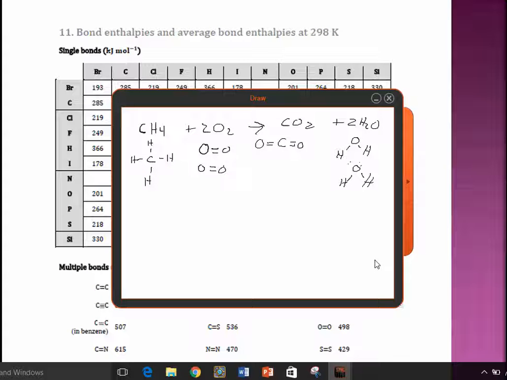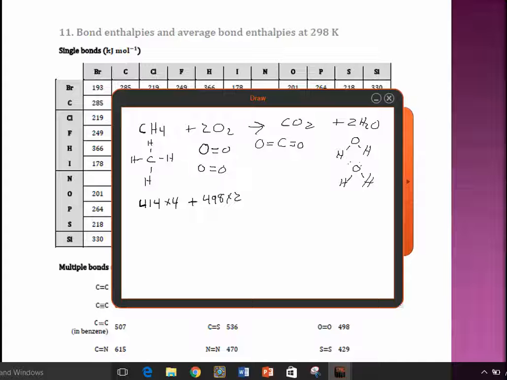Now the carbon-hydrogen single bond is 414, but notice there's 4 carbon-hydrogen single bonds here. So I have to multiply this by 4. This is why you have to know exactly what the Lewis structure looks like. And then I'm going to add into that 2 oxygen-oxygen double bonds, which is 498. And we're going to multiply that by 2.